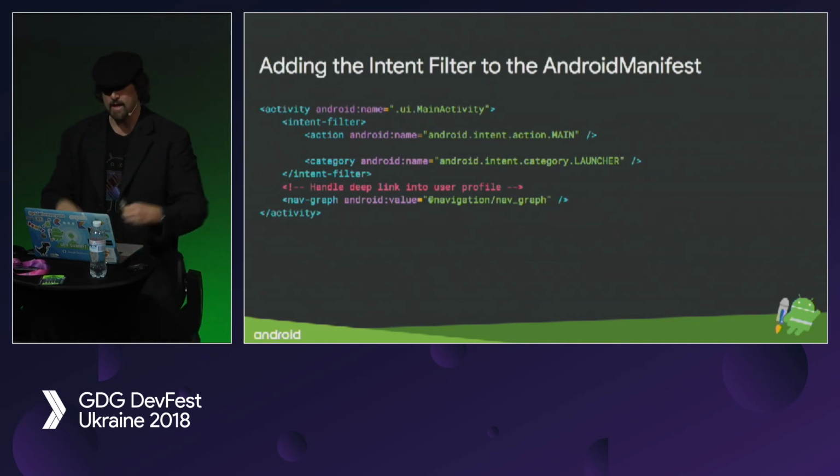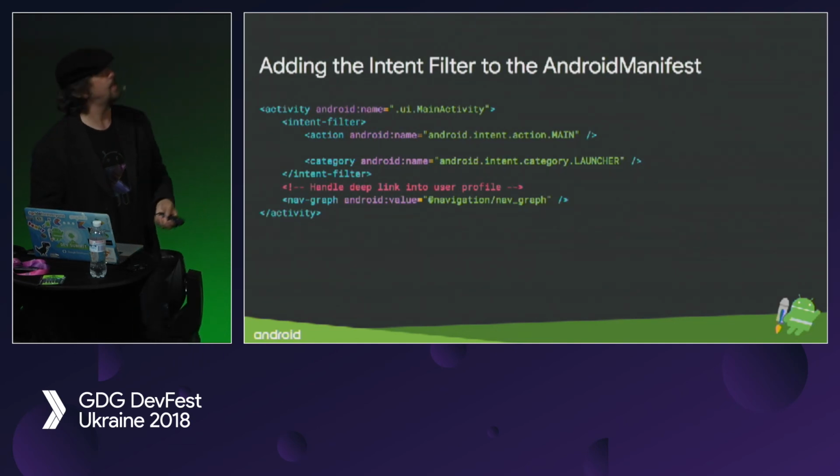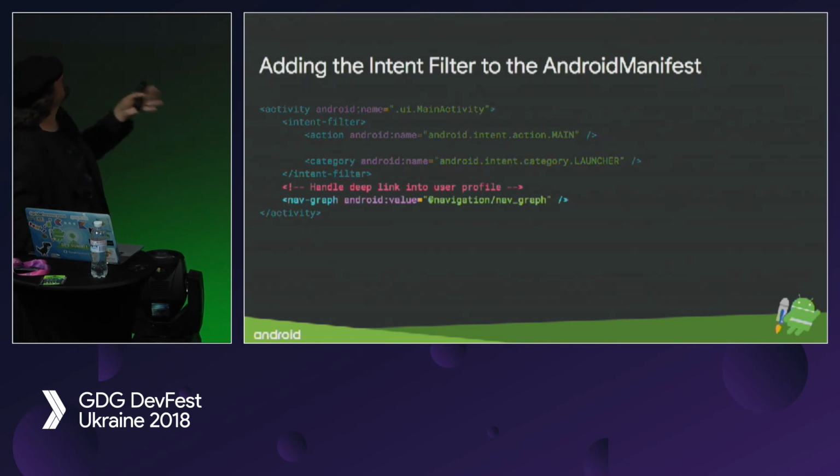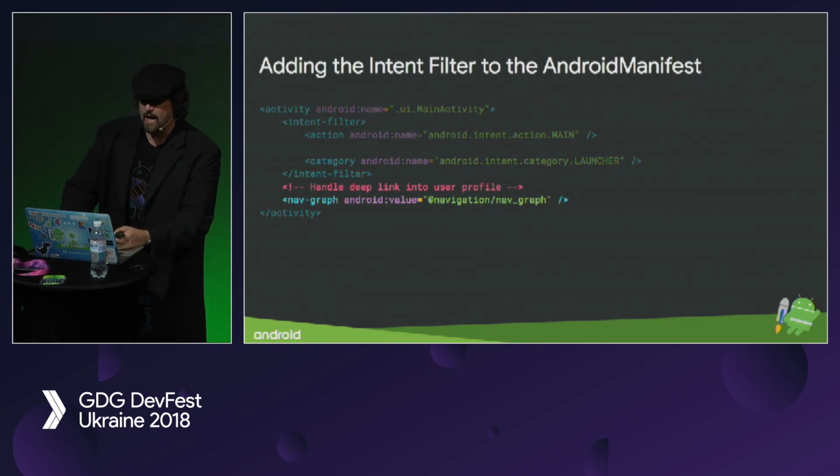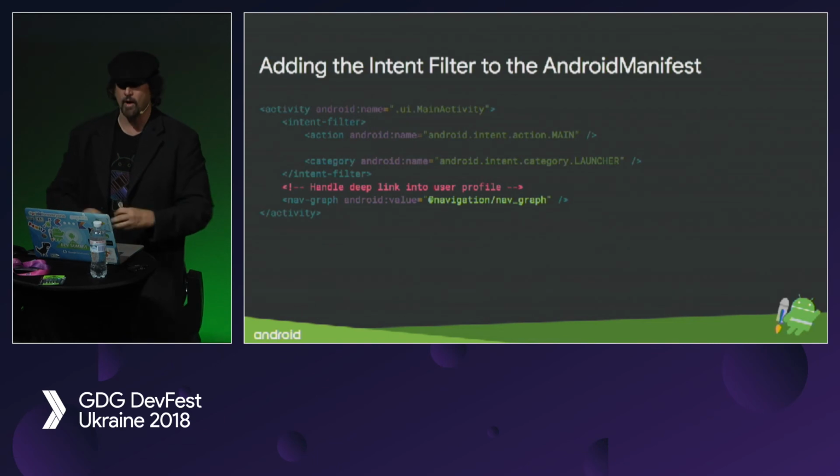And you also need to add the correct intent filters into the manifest. And fortunately, we automate this because you can just literally add the nav graph tag with the navigation graph ID, and it will automatically generate all the correct intent filters.